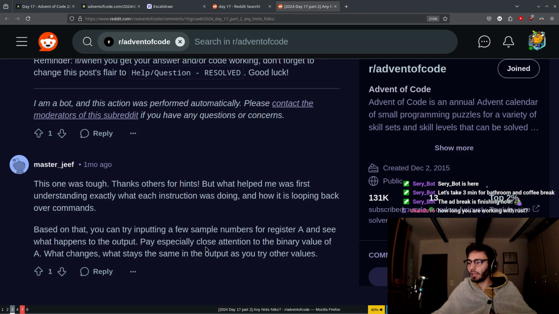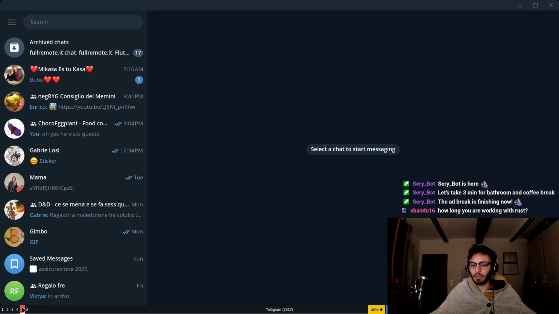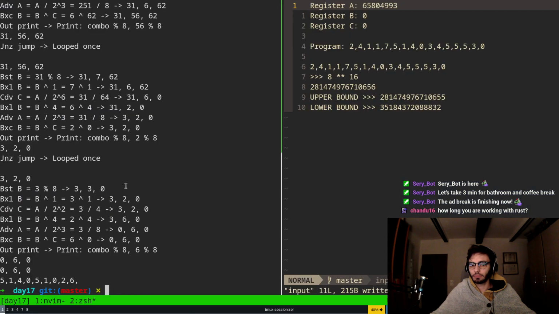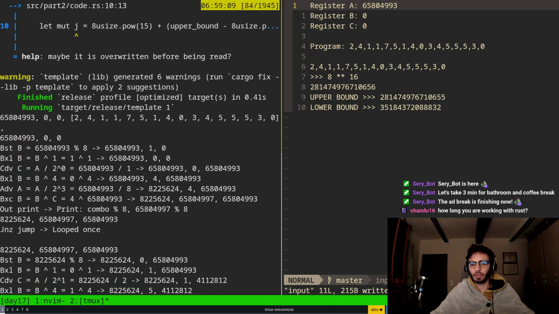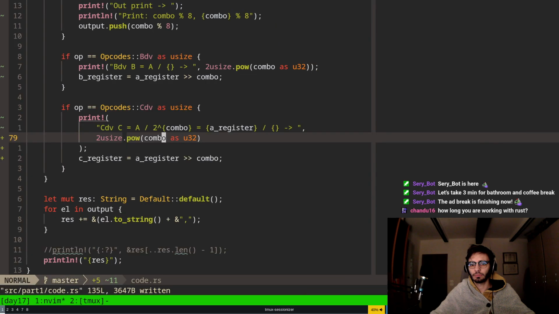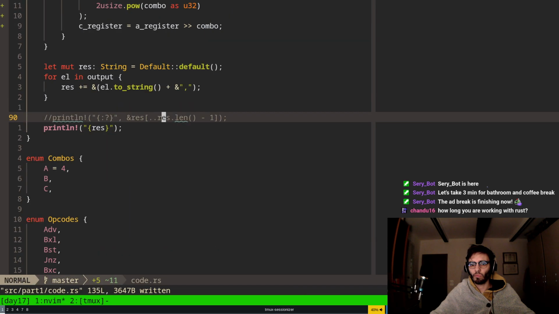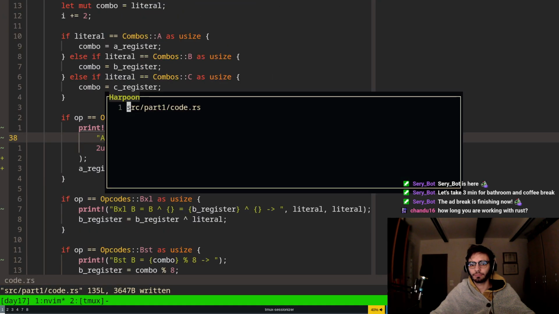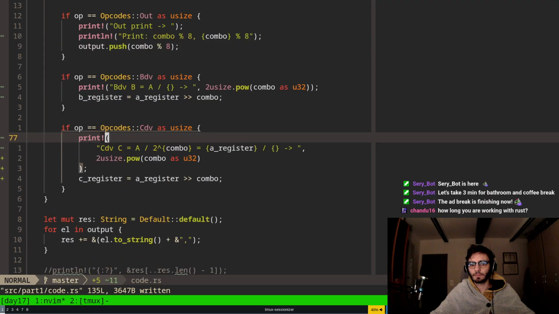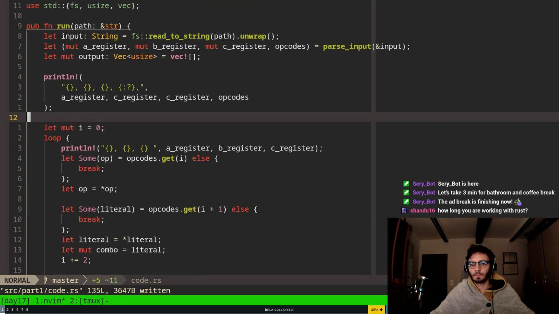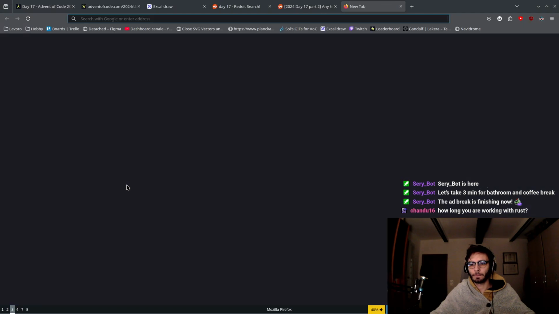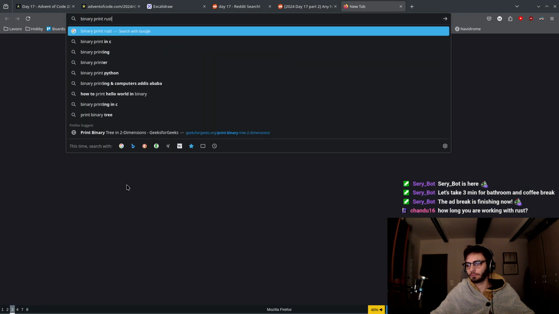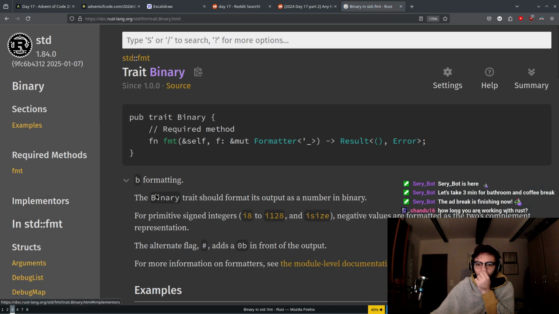I'm gonna try to binary print them. Is that a good idea? I think it is. What a nice binary print. Binary print trust. That should be working.